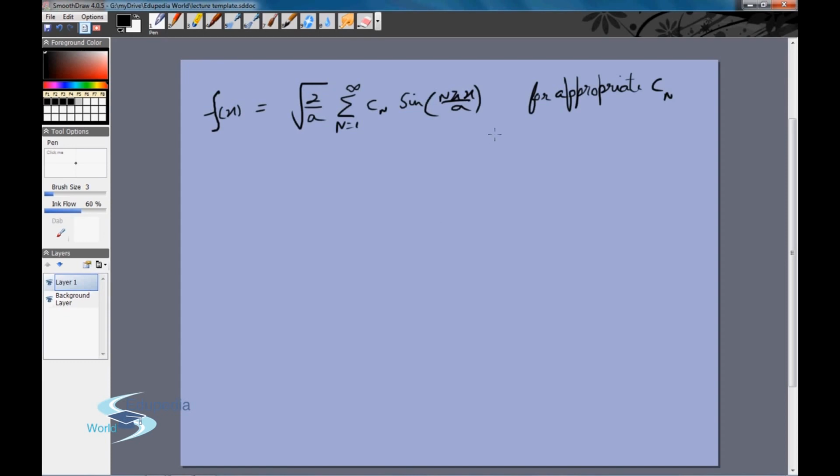Now how do we get the value of Cn? That is quite important, and that is done by what is called Fourier's trick.